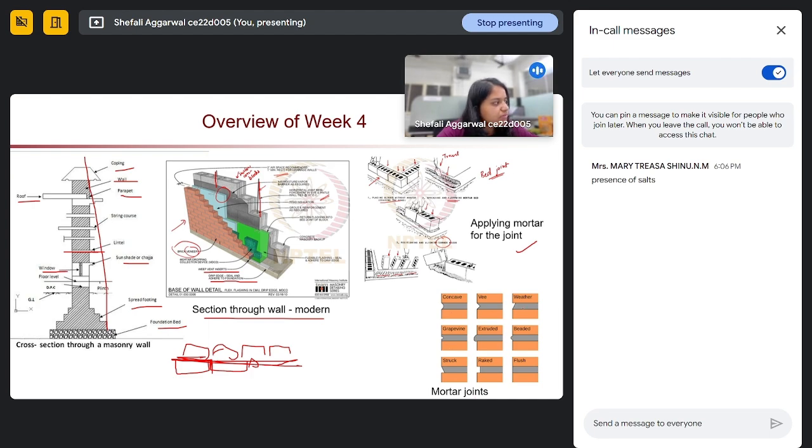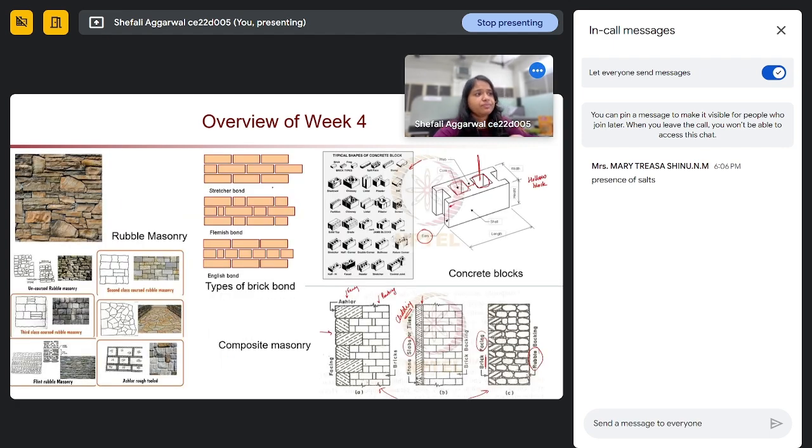So concave, V, weathered: based on their shape and type of joint, we are providing different mortar joints. These types of joints are mainly provided to relieve the stresses, so that if there are earthquakes or any damage, our masonry structure does not get damaged. Okay.